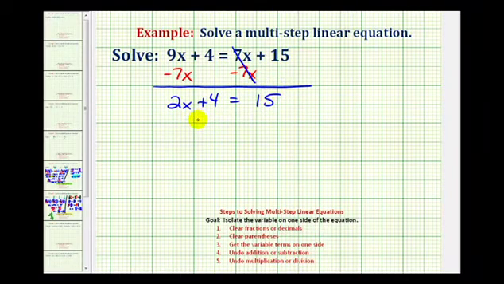Now we have our basic two-step equation, so in order to isolate the variable, we have to undo this addition and undo this multiplication. But referring to our guidelines, we know we want to undo addition or subtraction before we undo any multiplication or division. So in this case, we'll subtract 4 on both sides of the equation.